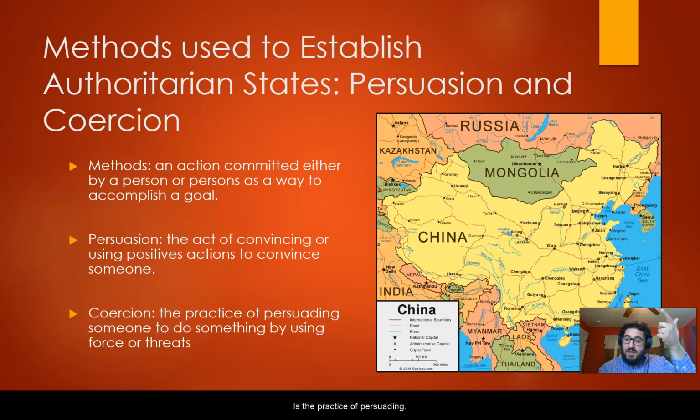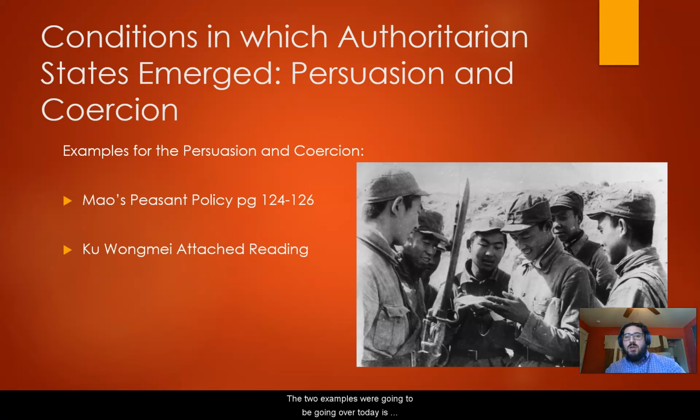And so we're going to see two very different things here that Mao committed on his path to power, to make sure people will vote for him, or that when he gets there, things will really solidify. The two examples we're going to be going over today are Mao's peasant policy and Ku Wongmei, right? That's the diary. So the persuasion is Mao's peasant policy. Just say that explicitly. Mao's peasant policy is persuasion. Do not mix it up. Coercion is going to be that diary you're going to read, Ku Wongmei.